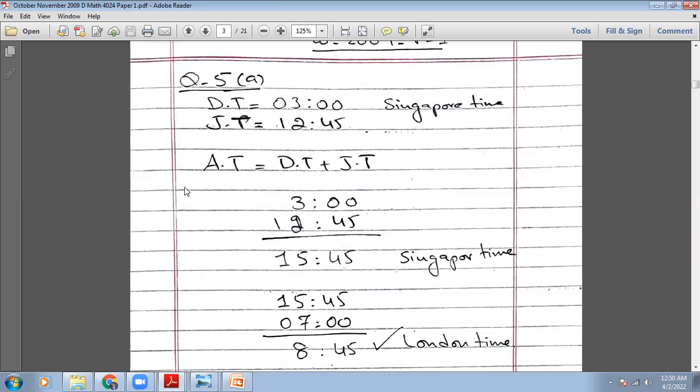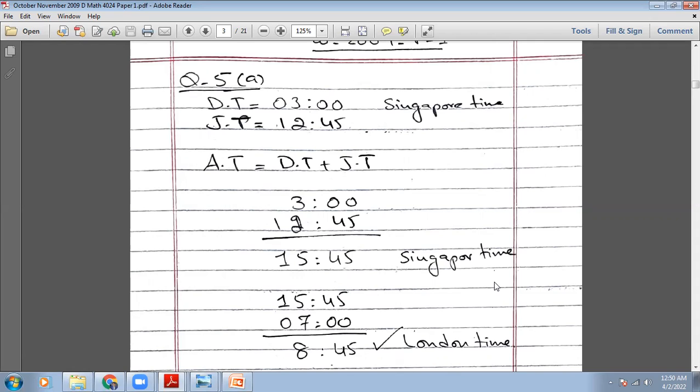So the departure time is 300 and the journey time is 12 hours and 45 minutes. The arrival time is the departure time plus the journey time, so we will add both. So you will have 15:45, but this is Singapore time. We want the answer in London time. London time is 7 hours behind Singapore, because the question says that Singapore time is 7 hours ahead of London time.